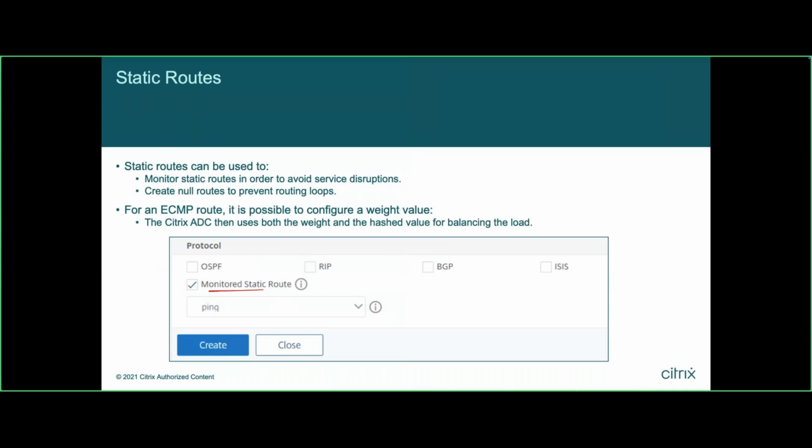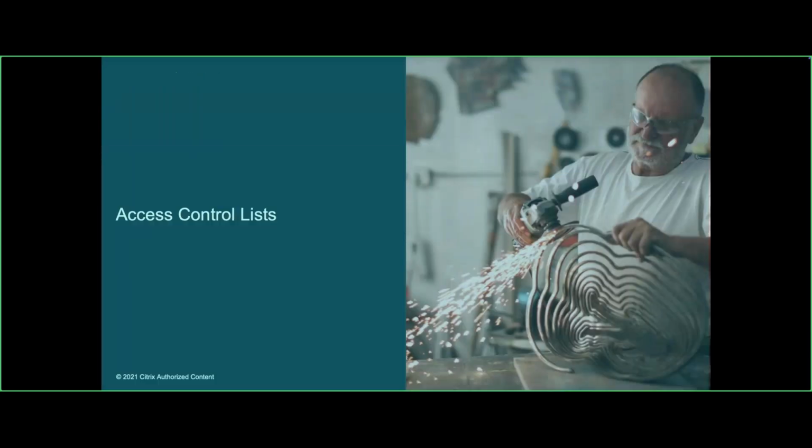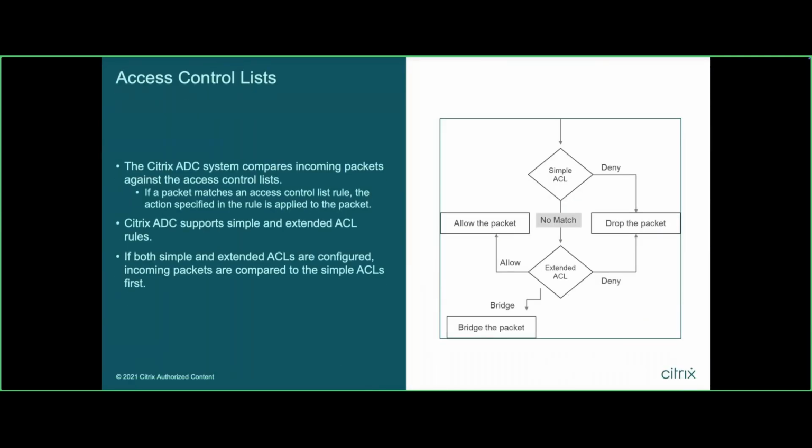And then we have your ACL. You can create a simple access control list. You can filter the IP traffic and secure your network from unauthorized access. So you can create an ACL set here with the conditions. You have a simple ACL, no match found, extended ACL, bridge the packet. If it is allowed, allow the packet. If you have a deny, you can drop the packet.